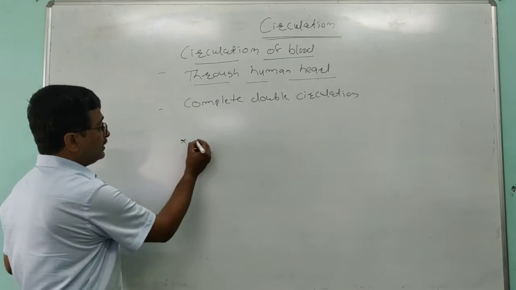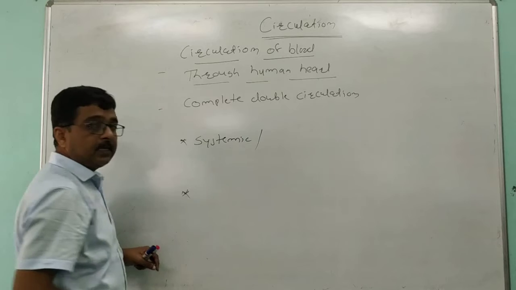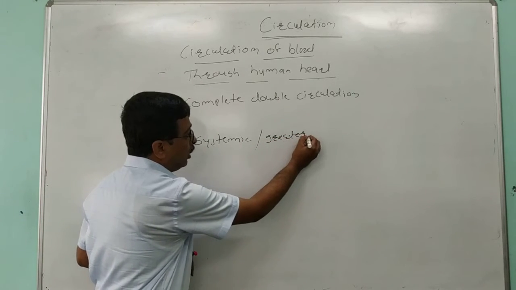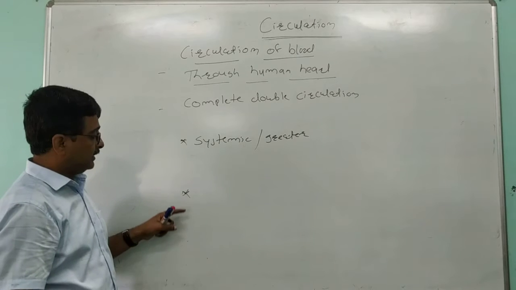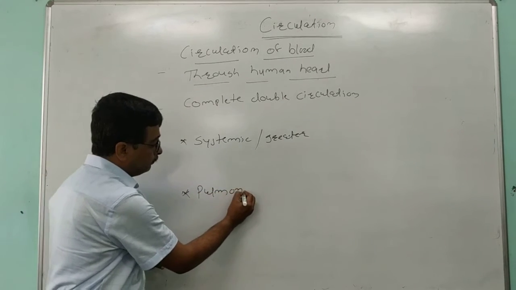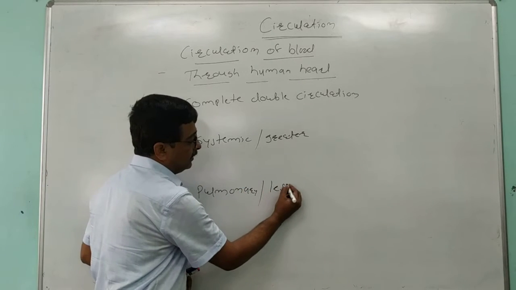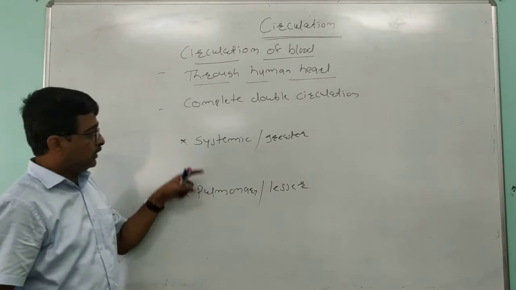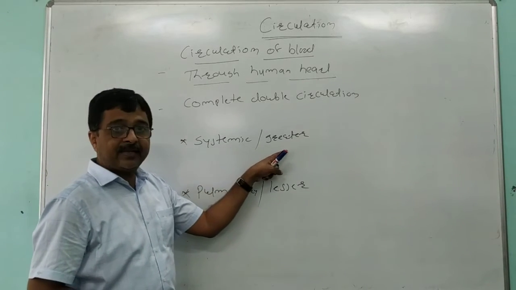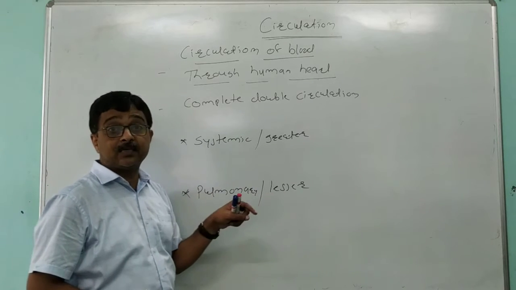And these are systemic, or it is also called greater circulation. Systemic or greater circulation. And the second part is pulmonary, or it is also called lesser circulation. So there are 2 ways of circulation: systemic or greater circulation, and pulmonary or lesser circulation.